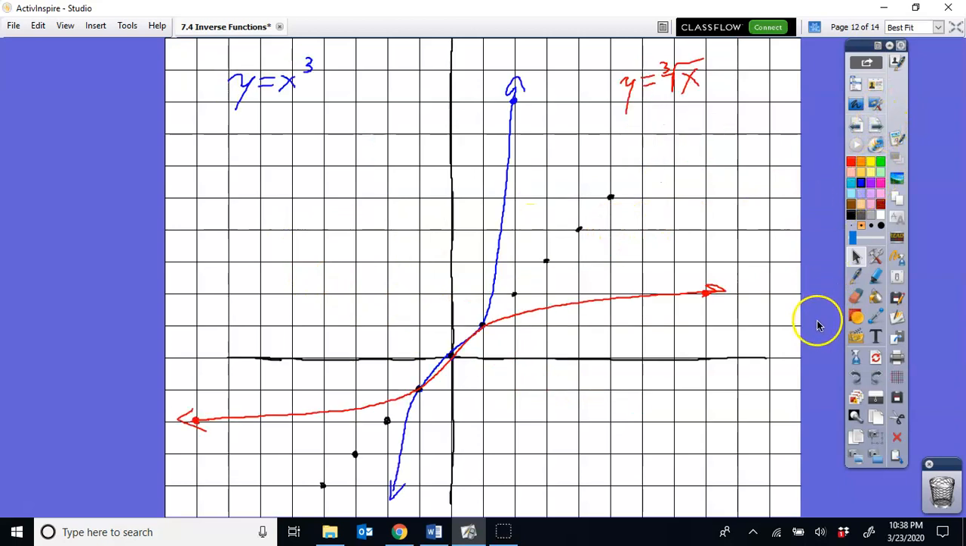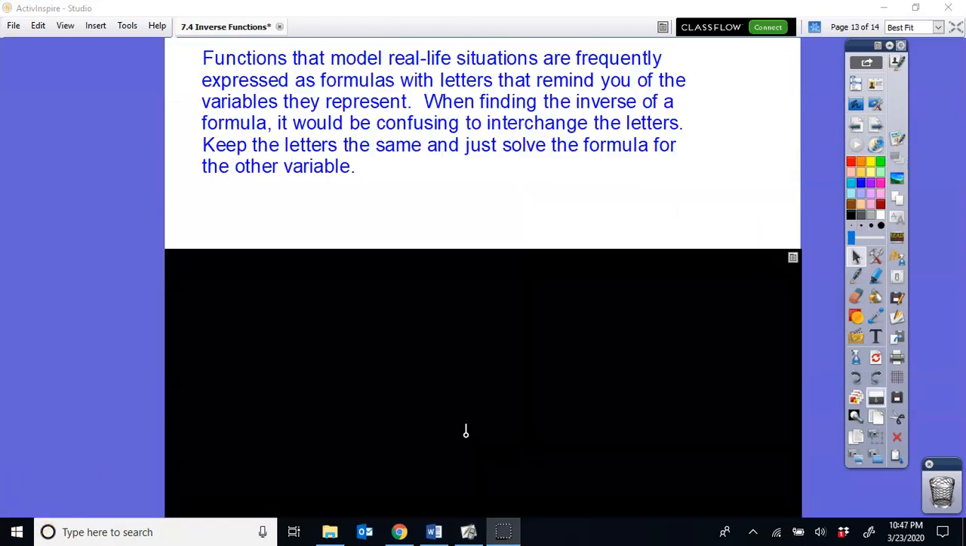But for cubes and cubic roots, you will notice that that is not true. The original, this x cubed function right here, does not get hit by a horizontal line twice. So that means the inverse is still going to be a function. So the horizontal line test tells you if the inverse is a function. Not the original, the inverse.